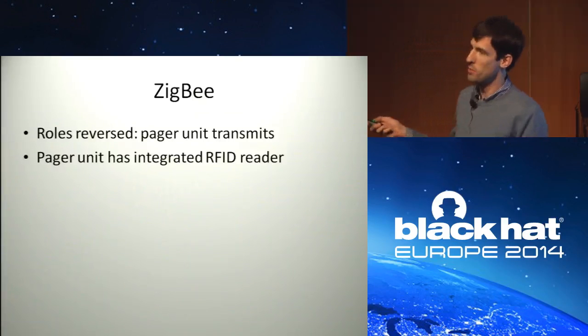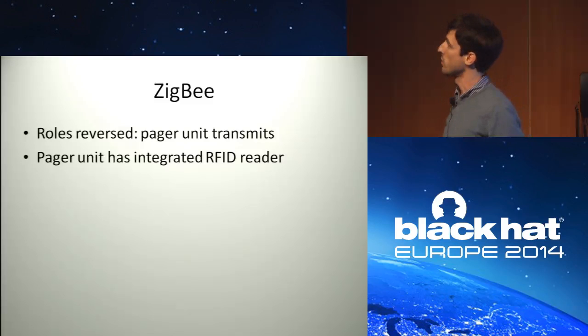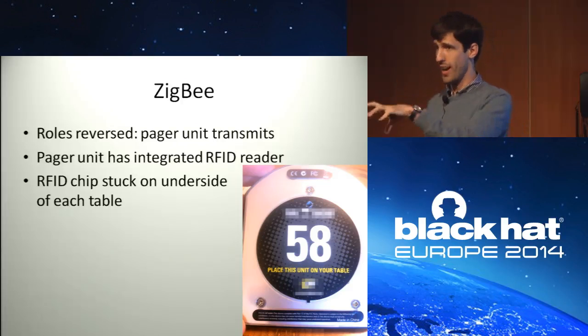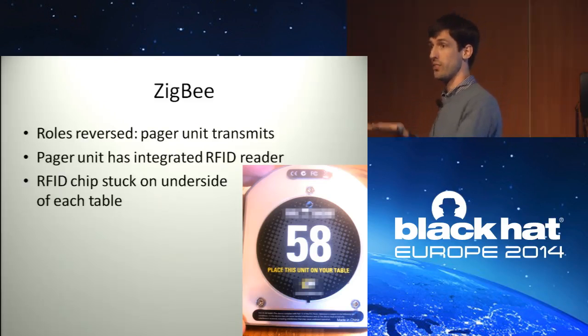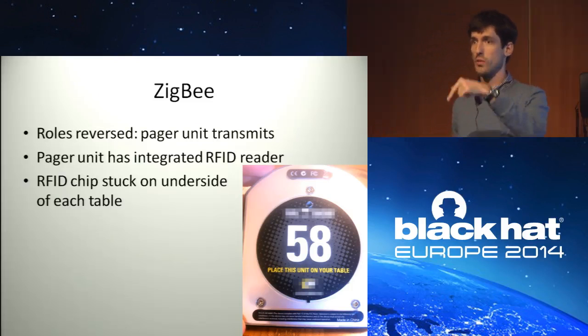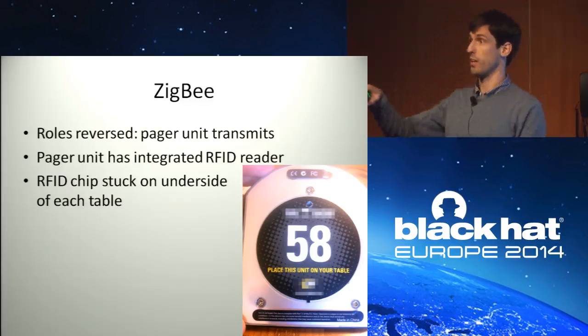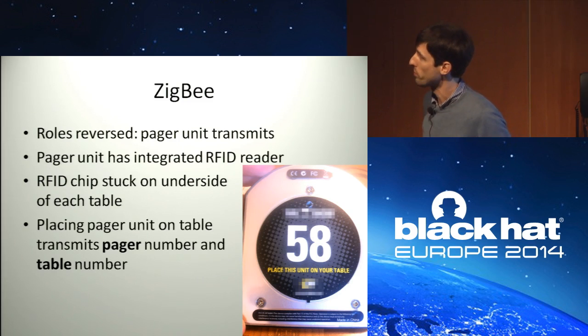And then the third system is Zigbee, which is a 2.4 gigahertz protocol. This page is really interesting because it has an RFID reader built into the pager. So when you sit down at your table, the table has RFID tags stuck on underneath, and it will read the ID of your table and transmit that back to the kitchen. So instead of you having to go and pick up your order, they know where you're sitting and they will bring out the order to you. I thought that was pretty cool.